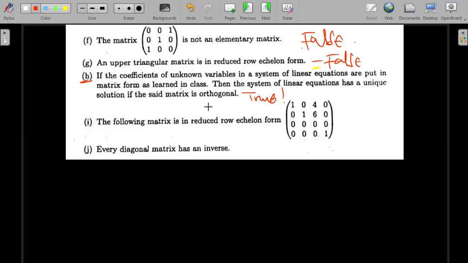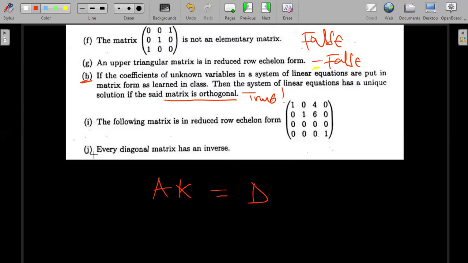So whenever the matrix, here they're saying the matrix is orthogonal. So whenever you are told that a matrix is orthogonal, it means that matrix has an inverse. So we can say whenever the matrix has an inverse, you can simply find a unique solution to your system of linear equations by using the equation AX equals D.